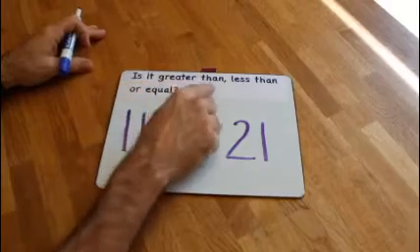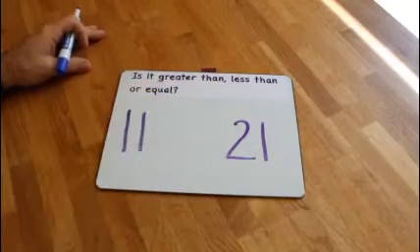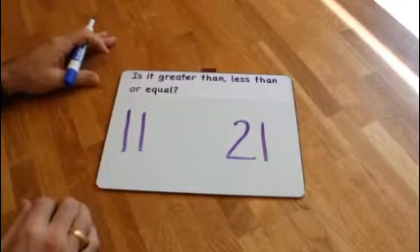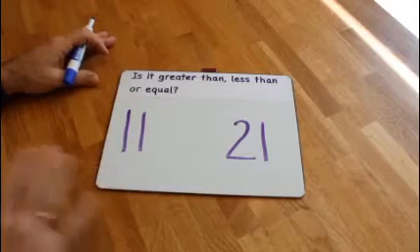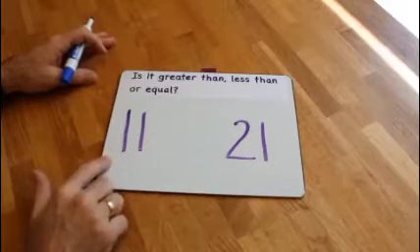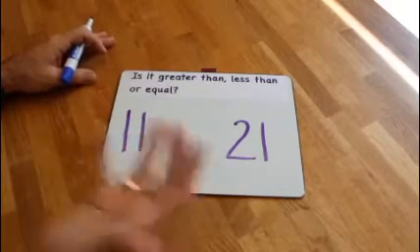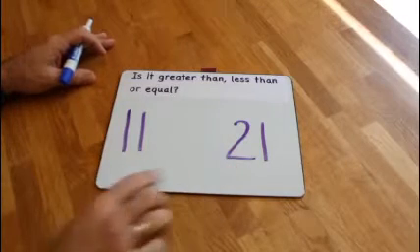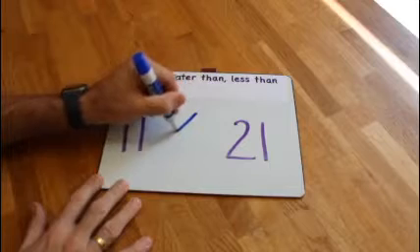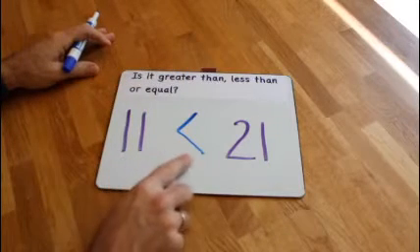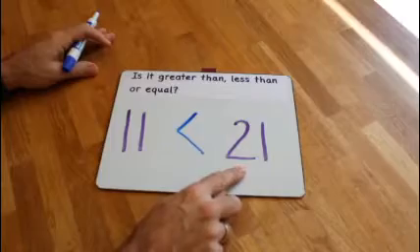Is it greater than, less than, or equal? First question I always like to ask, are the two numbers equal? Remember, equal means the same. Nope. They both have ones in the ones column, but look at the tens. So now I'm asking which one is greater, which one's bigger. Yep, 21. So we want to eat that. And then we read it. 11 is less than 21.